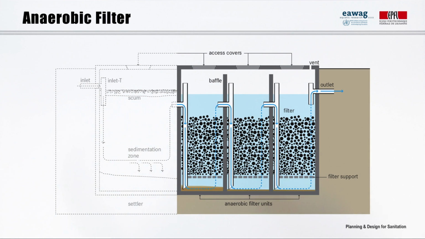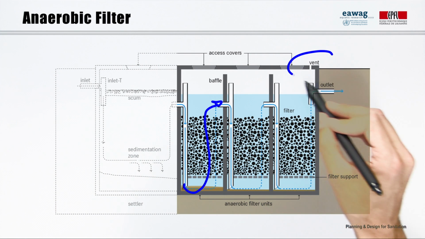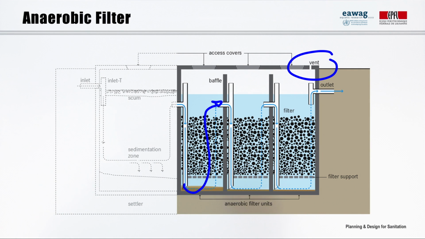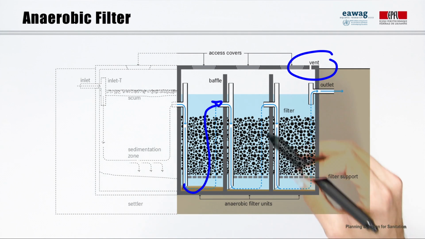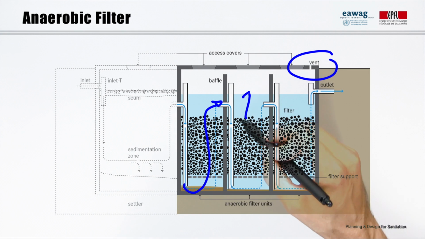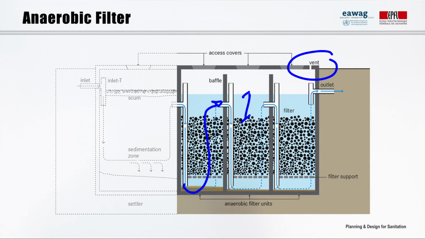As in the ABR, the water flows from the bottom to the top of the compartments, and a vent is installed on the top. The water level should cover at least 0.3 meters to guarantee an even flow. The filter is supported by a grid, so as not to clog the bottom of the compartment. The hydraulic retention time is the most important design parameter influencing the filter performance. A hydraulic retention time of 12 to 36 hours is recommended.